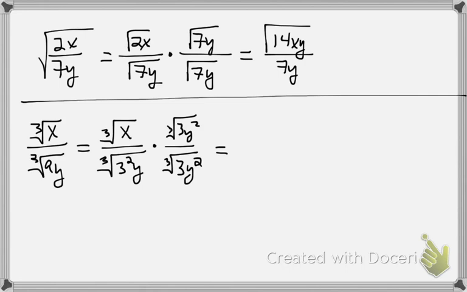So up top, we get 3 cube root 3xy squared. None of those are cubes. None of it comes out. But on the bottom, I get 3y. You guys agree? Because my 3 would jump up to a cube, cancel the cube root. My y's would jump up to a cube, cancel the cube root. Is that okay?